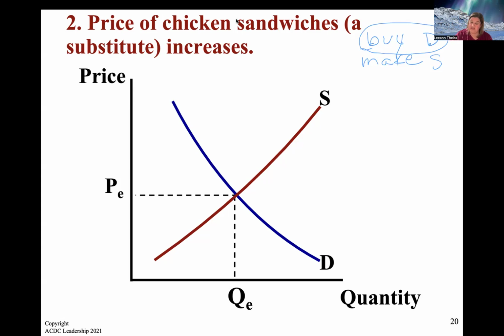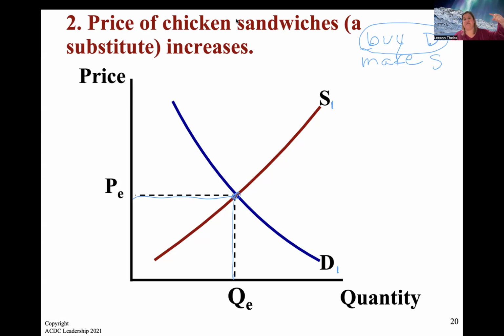So go ahead, make sure on your graph you put a little 1 next to the S, you put a little 1 next to the D, and I think we did it already, but make sure you're dropping your equilibrium points and labeling them PE and QE. Okay, so chicken sandwiches are more expensive. What happens to demand? Well, people aren't going to want those expensive chicken sandwiches. So instead, they're going to buy more hamburgers. So that means that the demand is going to increase.